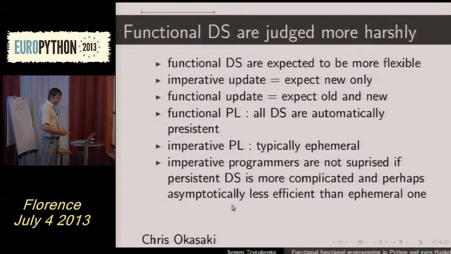The other thing is that functional data structures and languages are judged more harshly because our levels of expectation are much higher towards functional programming languages, because we know we get persistence for free, and when we do an update on a tree in Haskell, we expect the old tree to be available. But it never occurs to us to expect an old data structure to be available.